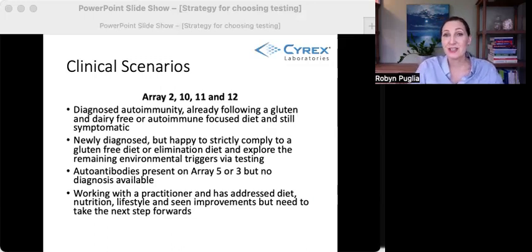You can consider using this test combination if there are autoantibodies present on array 5 or on array 3X, but no diagnosis is available. Or if we're working with a patient who has addressed diet, nutrition, and lifestyle and seen improvements, but needs to take the next step forwards.